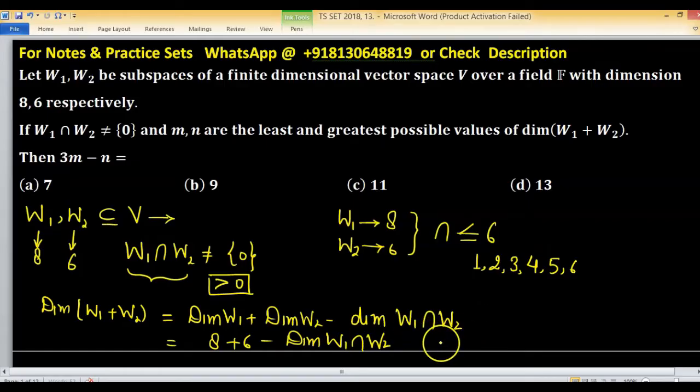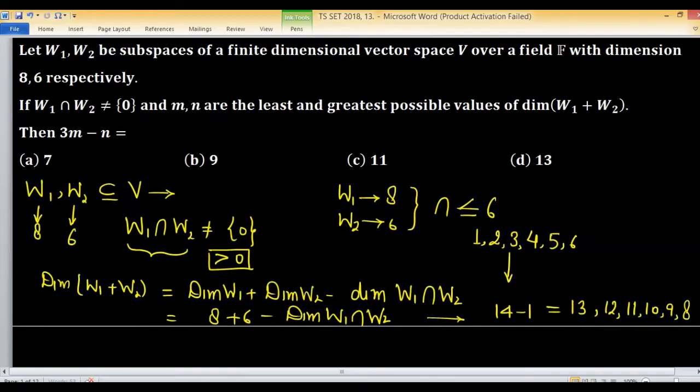If we put in these dimensions of the intersection, we have 14 minus 1. One by one we will put in. 14 minus 1 is 13. 14 minus 2 is 12. 14 minus 3 is 11. 14 minus 4 is 10. 14 minus 5 is 9. And 14 minus 6 is 8.